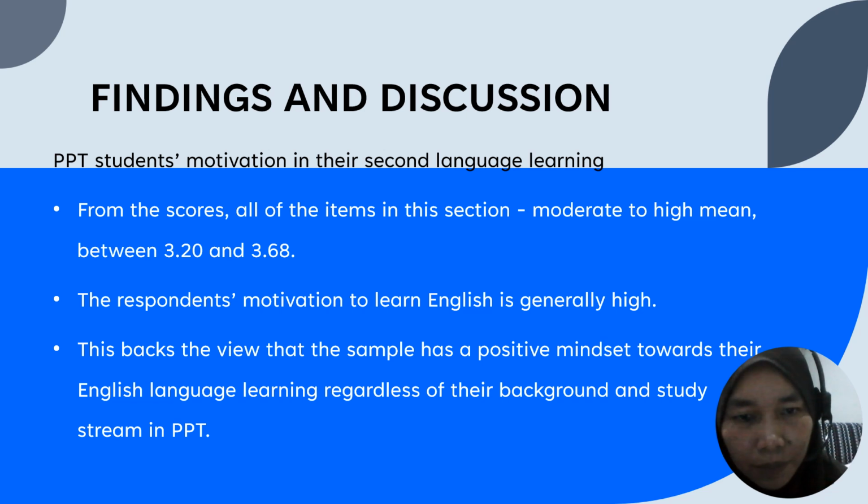And then in terms of the pre-diploma students' motivation in their English second language learning, the score is moderate to high mean, meaning 3.2 to 3.68. Basically, it means that the respondents' motivation to learn English is generally very high. Okay, this backs the view that the sample has a positive mindset towards English language learning regardless of their background.